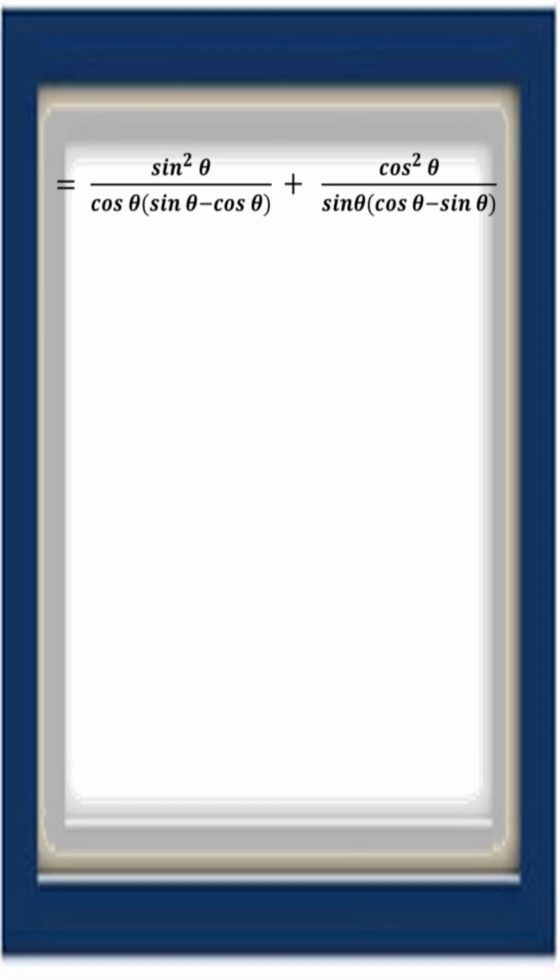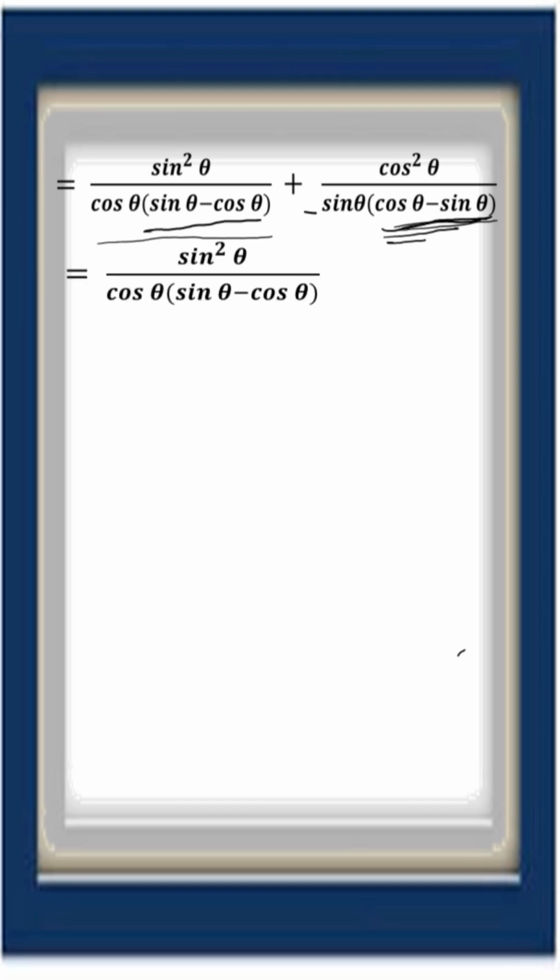Observe the denominators. Here sin theta minus cos theta is there. Here cos theta minus sin theta is there. If we take the negative sign outside, here we will have sin theta minus cos theta. So now let us write this expression as such, plus this one, cos square theta upon negative of sin theta into sin theta minus cos theta. This is an important step. Please be careful while changing the sign.